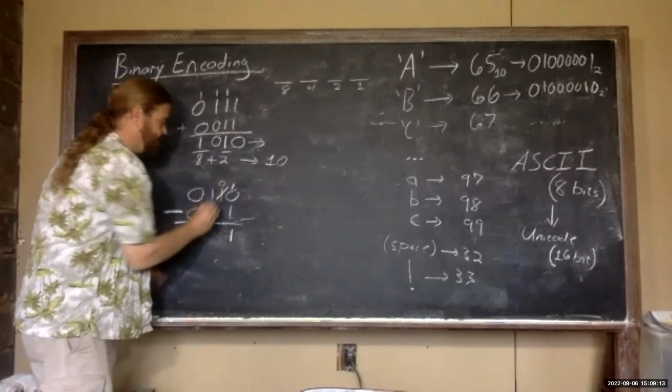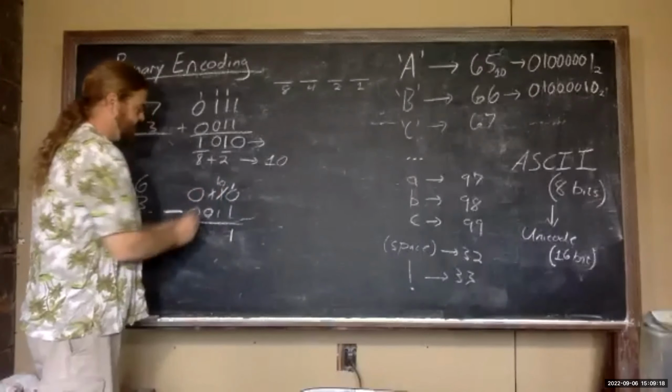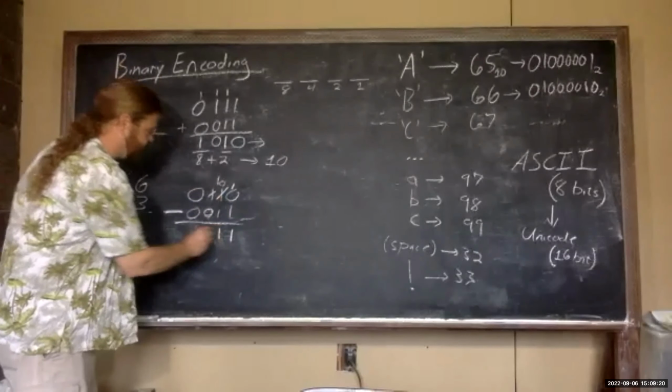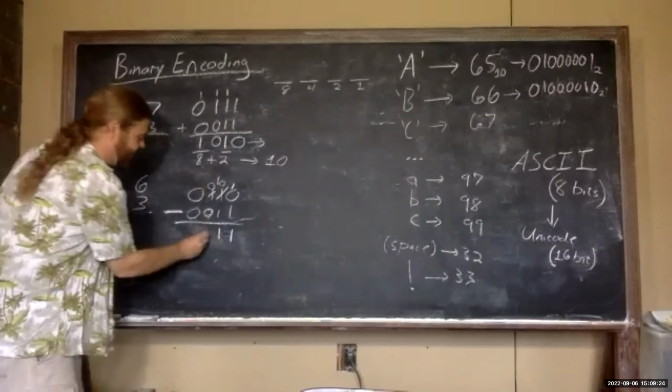But we took everything away from that column, so we need to borrow again. And again, we have 2 minus 1 gives us a 1. And well, everything else is 0 minus 0.